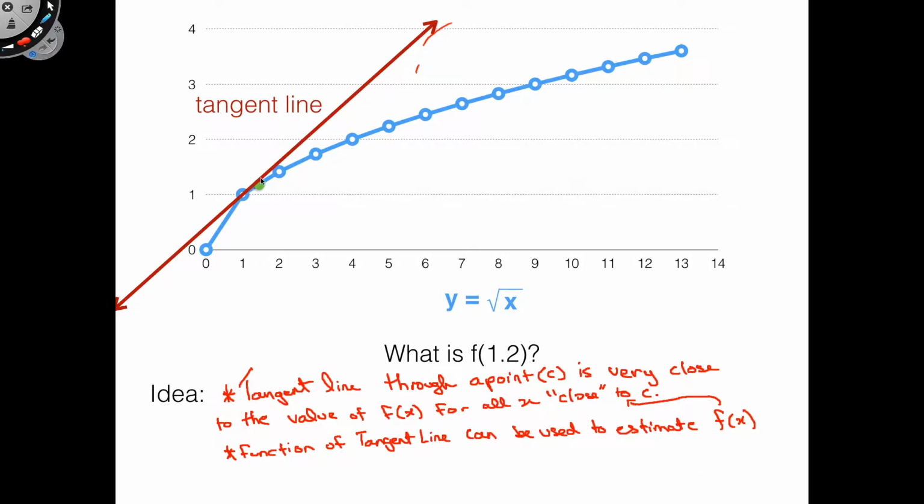Because the tangent line goes so close here, we can use the function that the tangent line has, a relatively simpler linear function, to calculate the value of our given x value at that point, and that should be a pretty good estimation. So we get the function of the tangent line, plug in the x value we want. It's going to spit out some output, and that output is going to be a pretty good estimate of what f of 1.2 is, or what your f of x is actually going to be. Okay, so that's the idea we're going to use here.